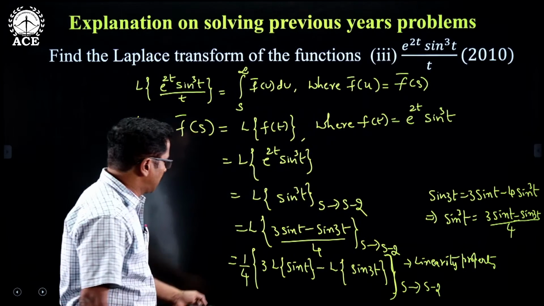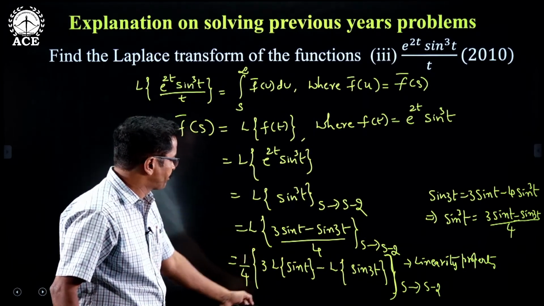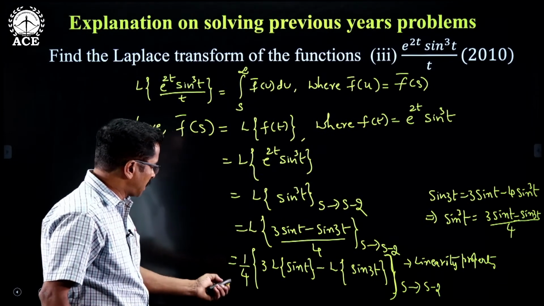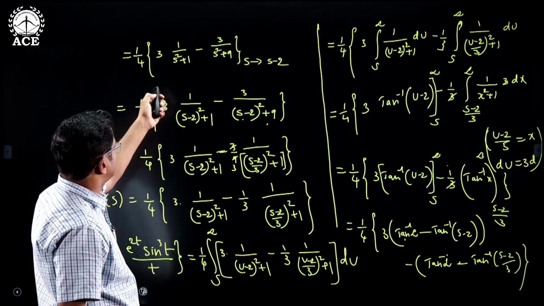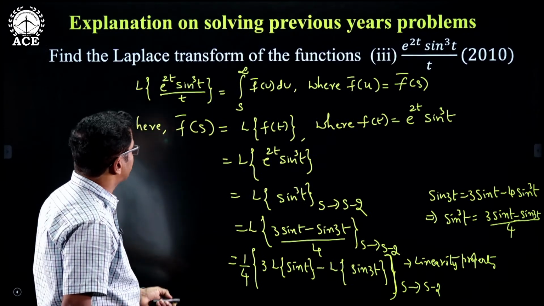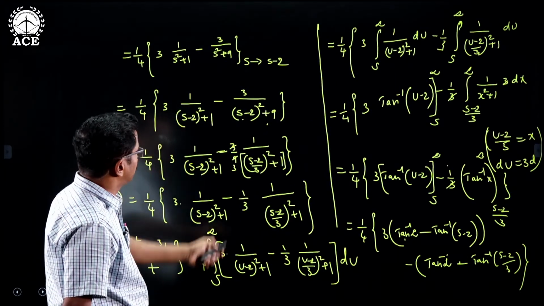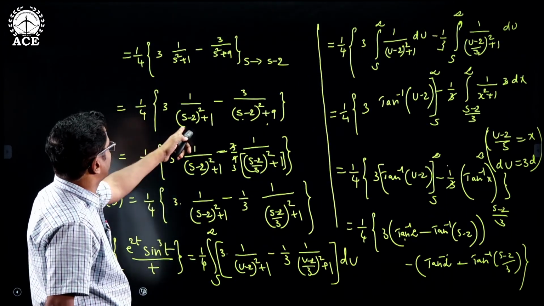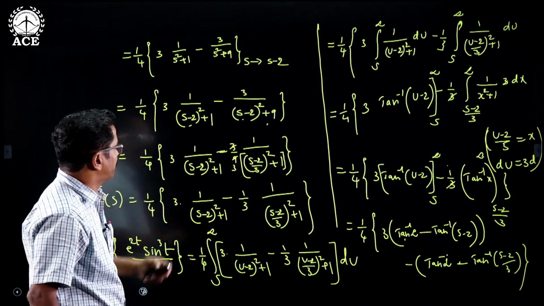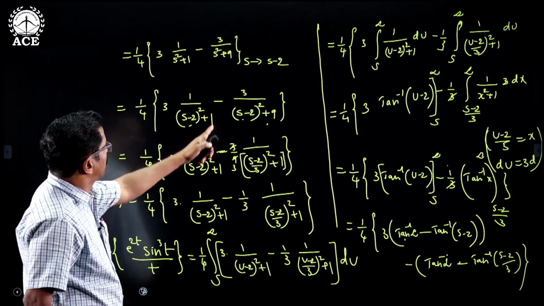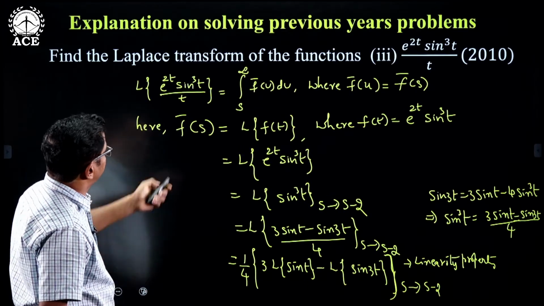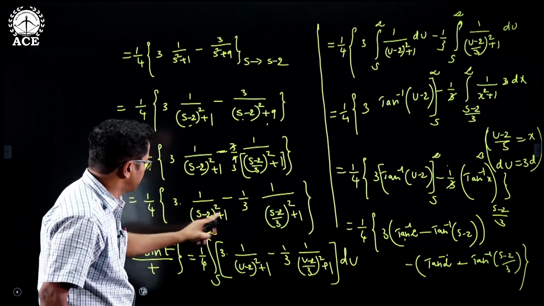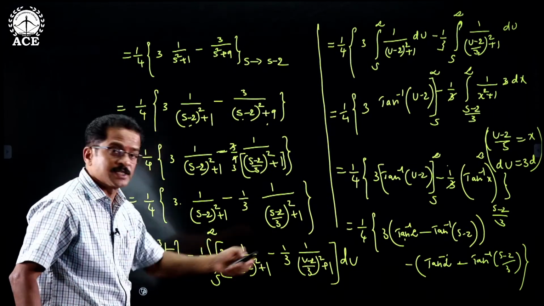Okay, so 3 into L of sin t minus L of sin 3t, where the 1 by 4 I am bringing outside. So the formula for L of sin t is 1 by s square plus 1 multiplied by 3, and L of sin 3t means 3 by s square plus 9, where s is shifted to s minus 2. So that I am applying. For evaluating the integration properly, I am just arranging in this manner, so that this integration can be evaluated easily.